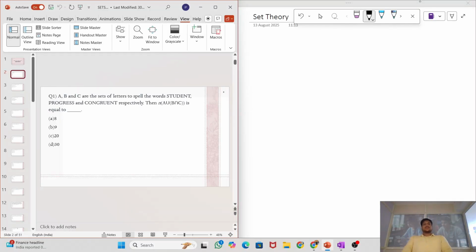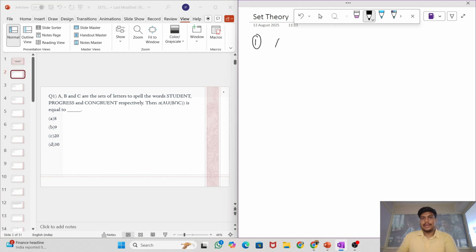So, hello everyone. Today we are going to solve some questions on the basis of set theory. Let's start with this first one. The question states that there are three sets A, B, and C, and those sets are made up of the letters of the words student, progress, and congruent.